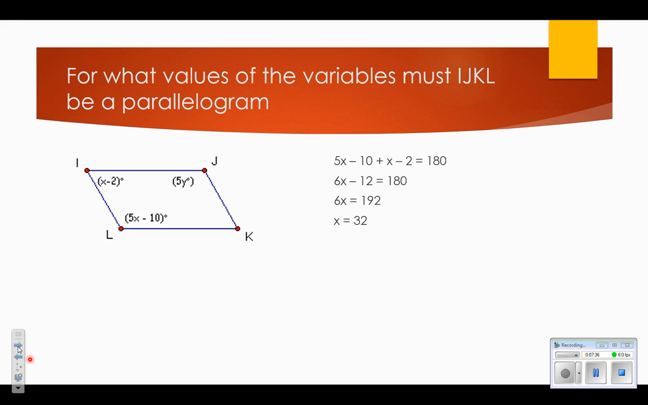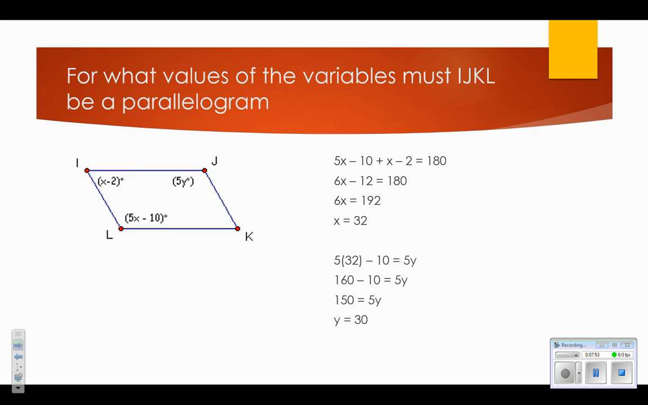So to solve that, here are the steps. Put 32 in for x. 5 times 32 is 160. 160 minus 10 is 150. And if I divide by 5, y is 30.